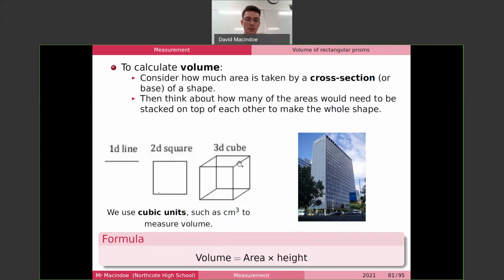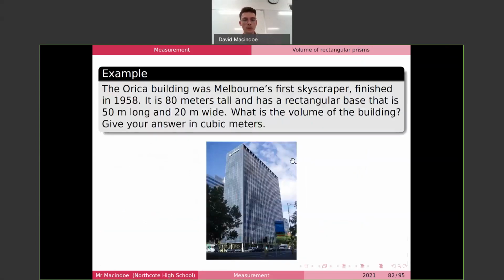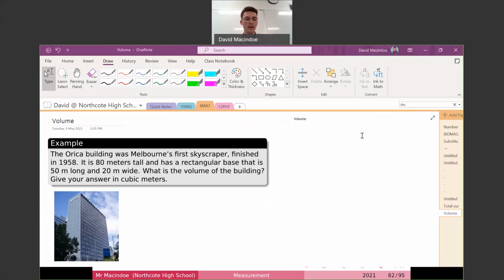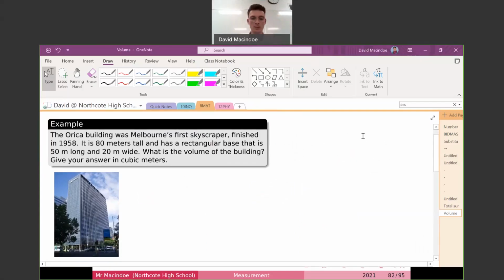So it's like if you had to make a cube, it's like pieces of paper, right? If you had lots of the effectively 2D pieces of paper, you stack them on top of each other and you get a cube. And we use things like cubic units, cubic centimeters, for example, to measure volume. So we'll think about this example first. Have a read of that. Maybe even give it a go by pausing the video. I'm going to do it here.